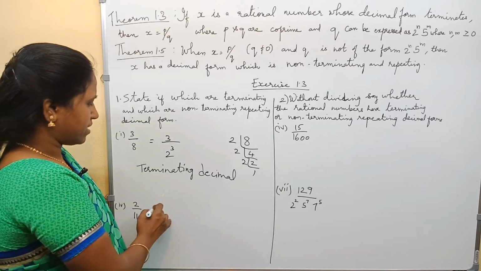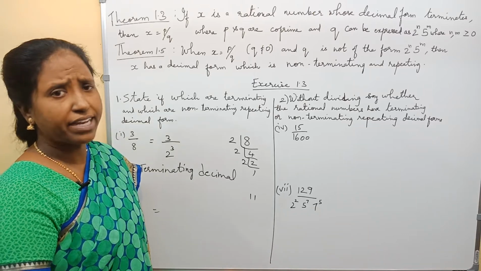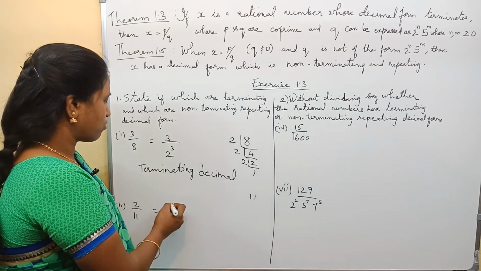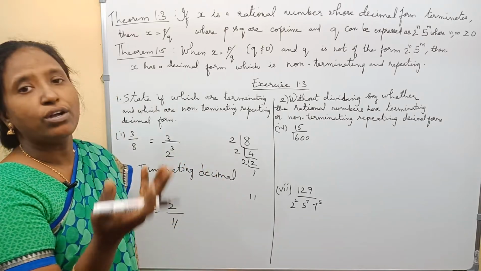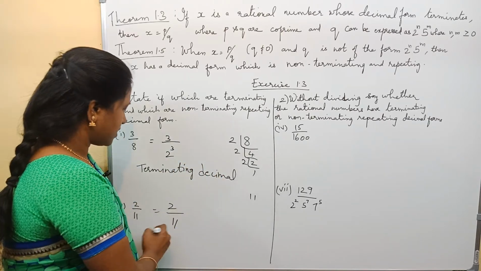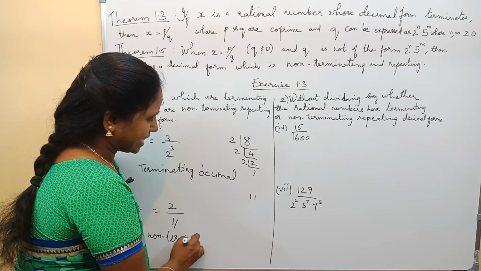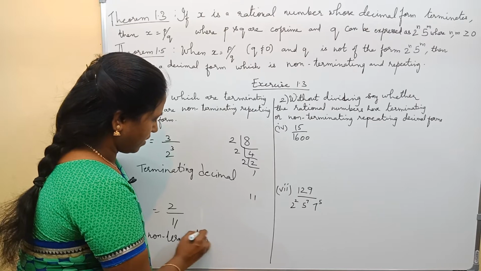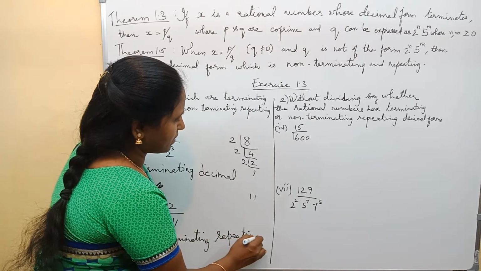Let's go to this sum, 2 by 11. Let's factorize 11. 11 is a prime number, so it cannot have any other prime factors. So we conclude that in 2 by 11, 11 has neither 2 nor 5. So it is a non-terminating repeating decimal.